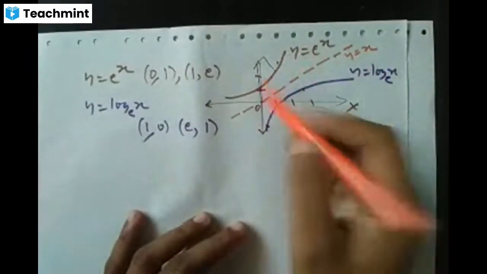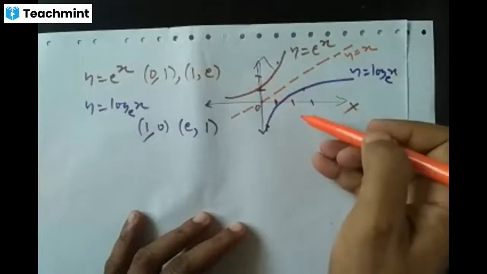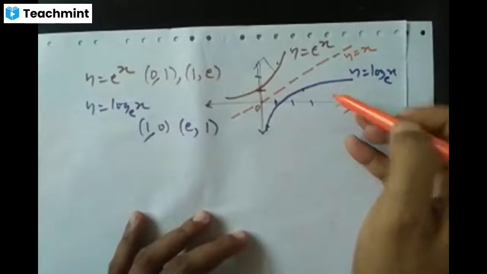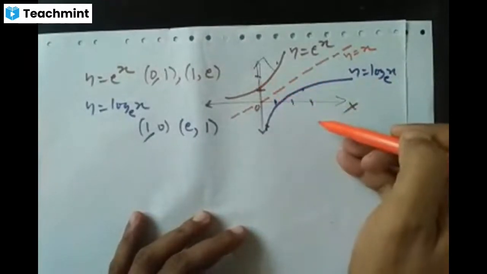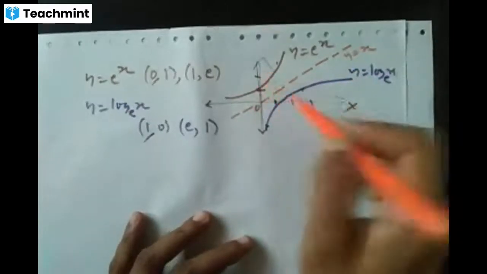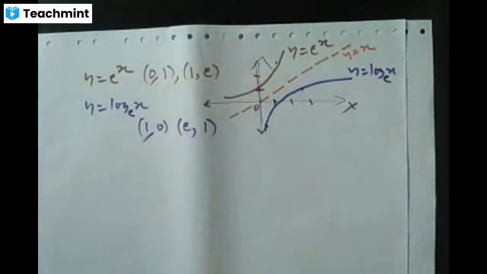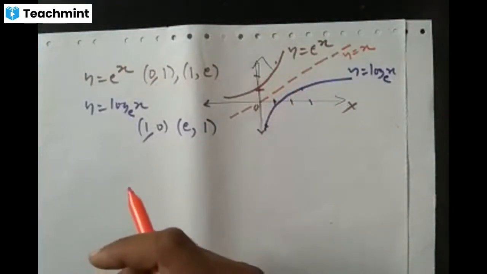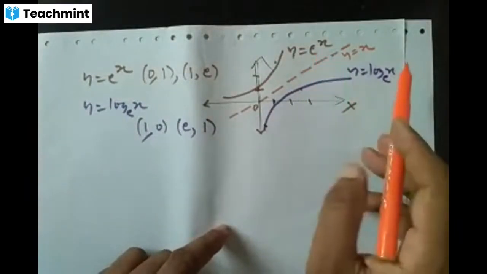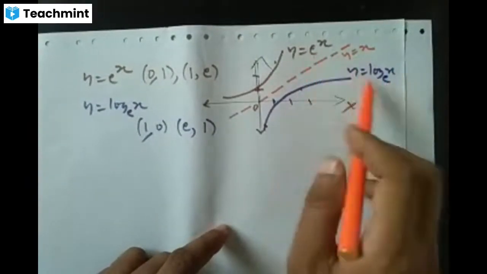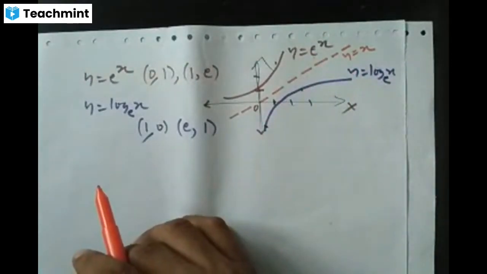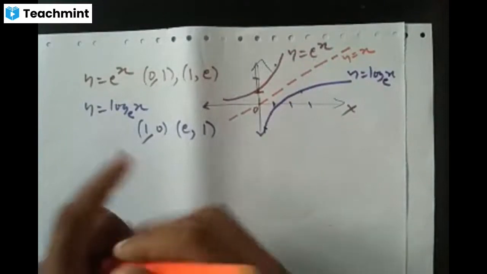These two curves are images or reflections of each other about this line y is equal to x. Whenever the graphs of two functions are reflections of each other about the line y is equal to x, then those two functions are inverse to each other. So the exponential function e power x and the logarithmic function log x to the base e are inverse to each other. Make a note of this.